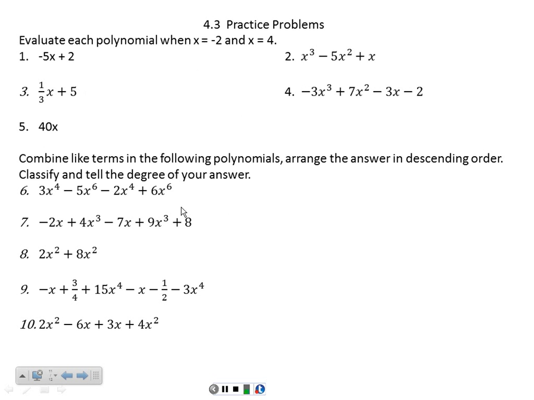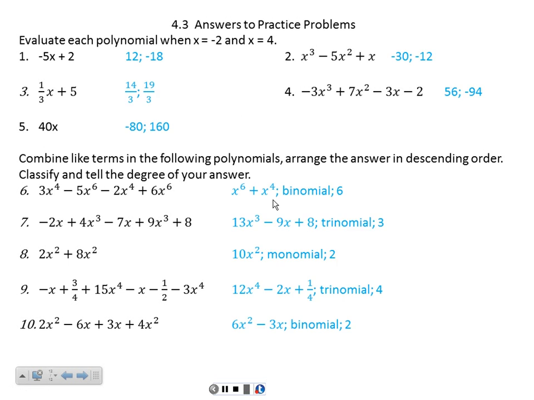And then down here you're just combining like terms, and notice I want you to arrange these in descending order, classify them, and tell the degree of your answer. And then the answers are on this slide. Bring them into class if you have any problems.